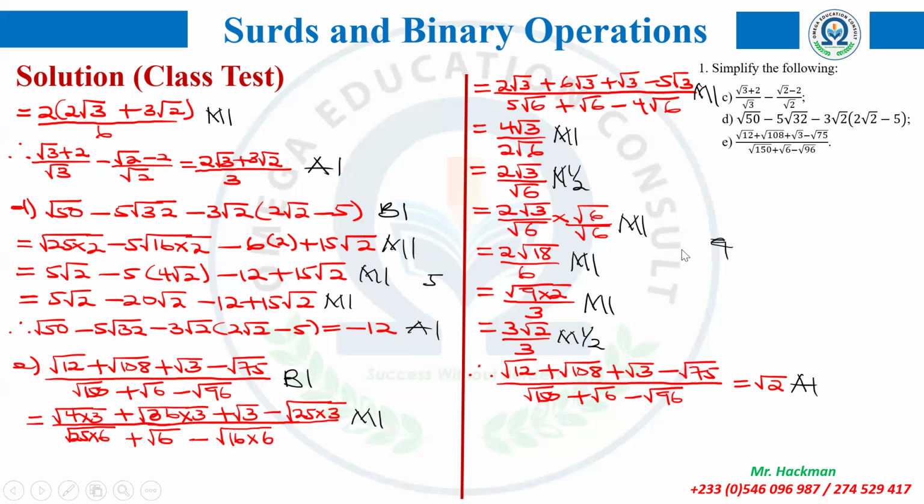Okay, so the next question, question E, which is the last for question 1. We were given this and we were asked to simplify. So again, first step, make sure you reduce all surds. Any surd that is not in basic form, reduce. So this will be equal to highest perfect square, 4 times a perfect square, 3. I can reduce, highest perfect square, 36 times 3.